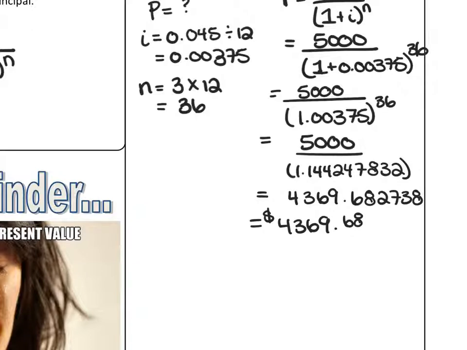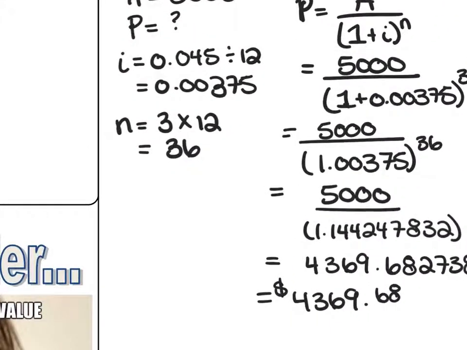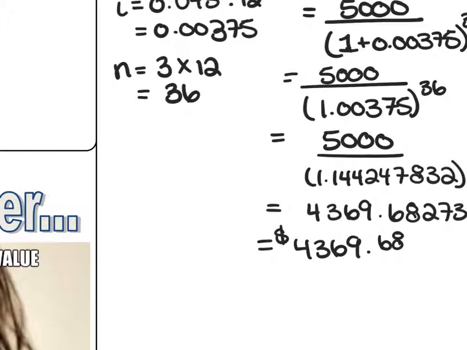So in this example, you can see that if I want to have $5,000 to buy my car in 3 years from now, I need to invest $4,369.68 and just let it sit in that account so that I can buy the car in 3 years. Is it great? Not entirely, but some people save this way.